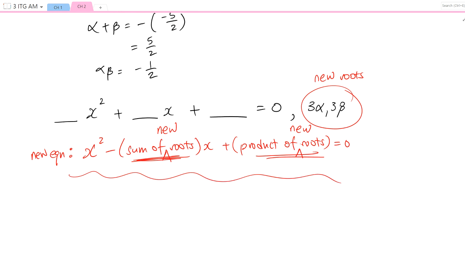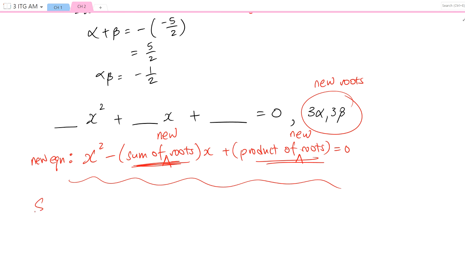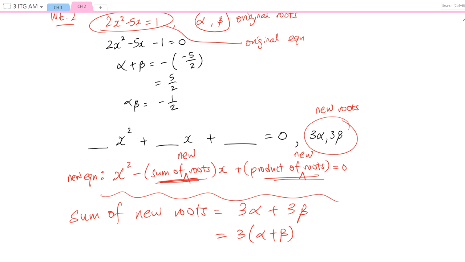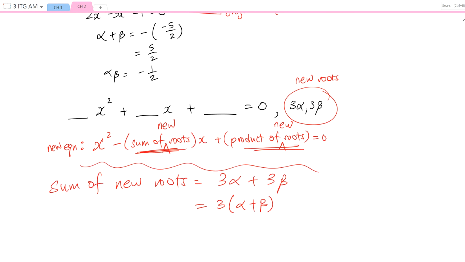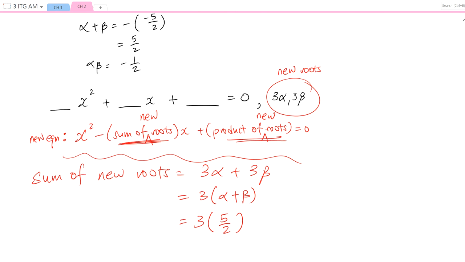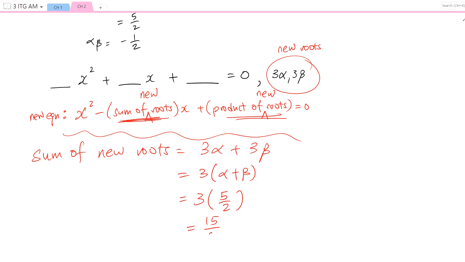What is the sum of the new roots? Sum of new roots is 3 alpha plus 3 beta. Can we do this? It's simply 3 times alpha plus beta, right? And do we know alpha plus beta? Yes, we knew it from the original roots. So we said that alpha plus beta is actually 5 over 2. So this gives me 15 over 2. This is the sum of my new roots.